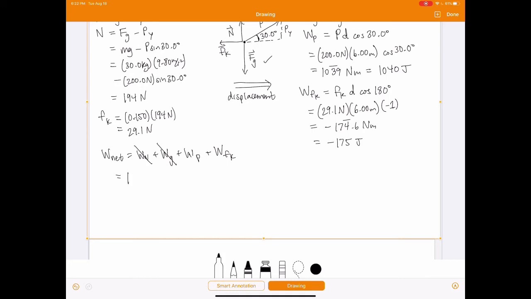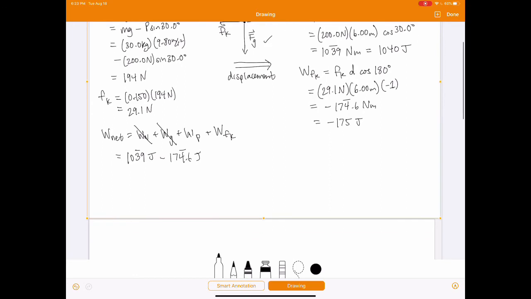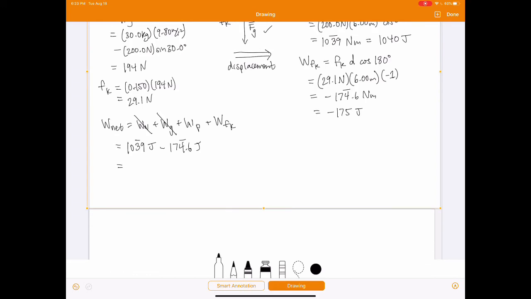So we have 1,039 joules for the work done by the pull force, and then we have negative 174.6 joules done by friction. Okay, so if you do that calculation, you're going to get 864.4 joules. That's the net work done by all the different forces.